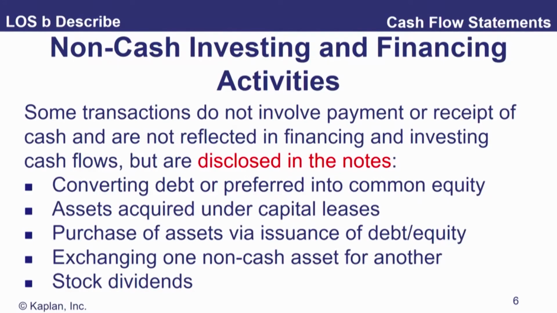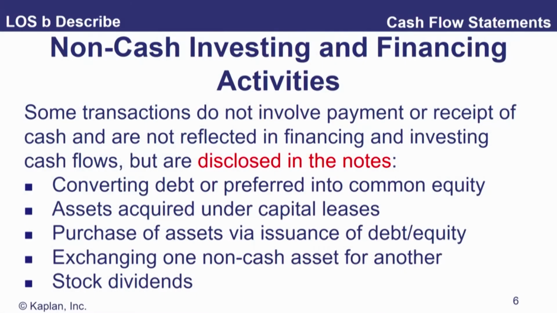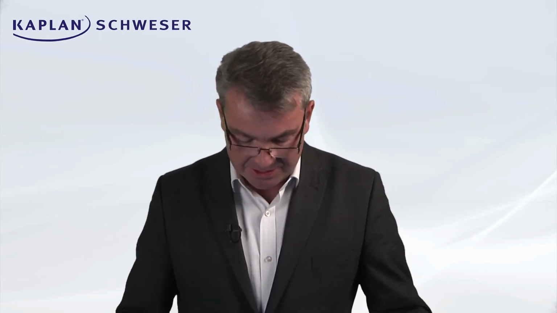Purchase of assets via issuance of debt and equity. So in other words, rather than paying cash for the assets we acquire, maybe we could issue a bond or issue some shares. An exchange of one non-cash asset for another, so barter transactions where we're exchanging assets rather than paying cash. Another one, of course, we get is stock dividends. Remember, these are purely cosmetic transactions where the number of shares are going to go up even though the company receives no additional cash.